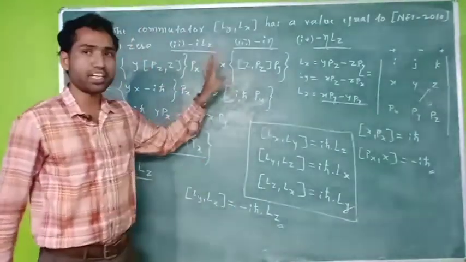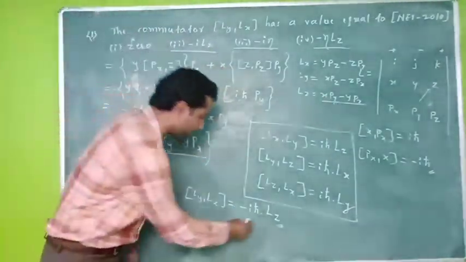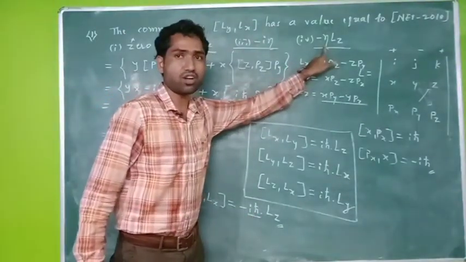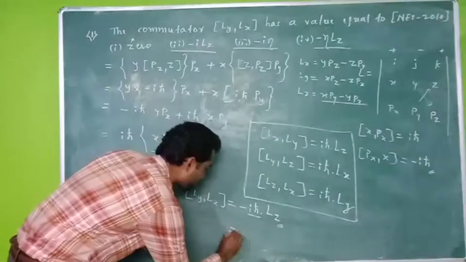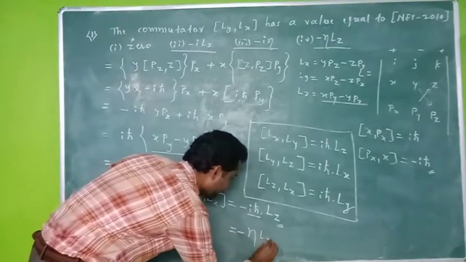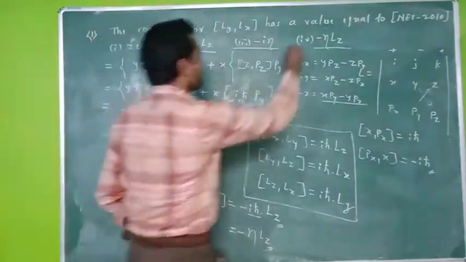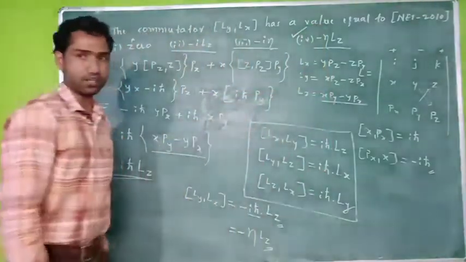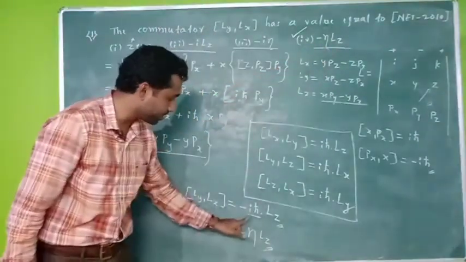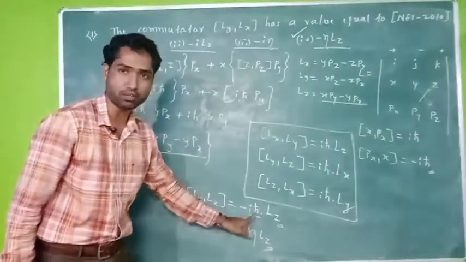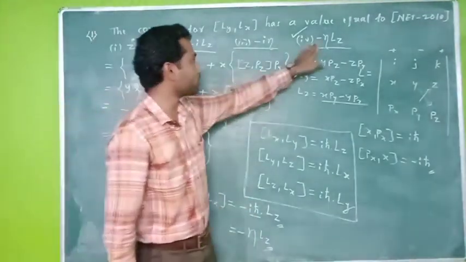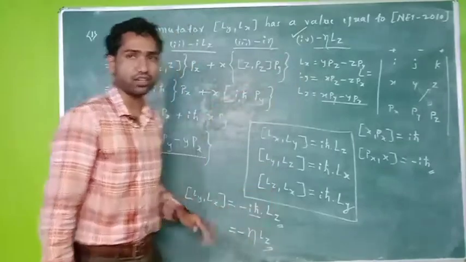So they might have given the options wrong, or they have considered this one as eta, as a constant, right? So this is equal to i minus eta into Lz. This may be the answer for this question, because here they have considered eta as a constant for h bar. So this multiplication is nothing but eta. So this one must be the answer for this question.